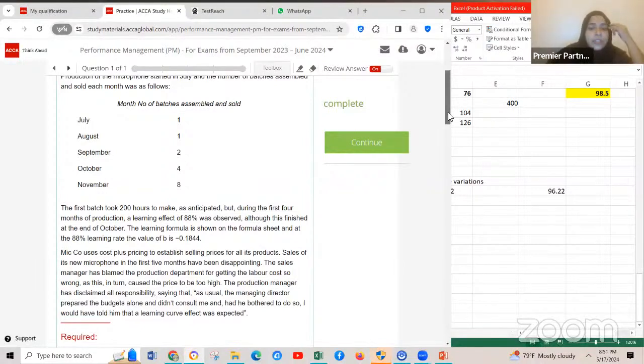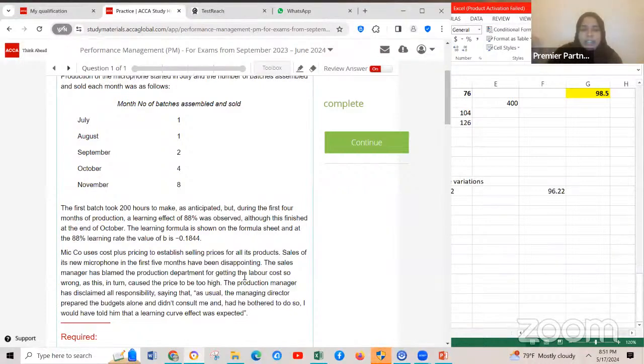As anticipated, but during the first 4 months of production, a learning effect of 88% was observed, although this finished at the end of October. So learning effect is applied whenever the output doubles. The learning formula is shown on the formula sheet, and at 88% learning, the value of B was minus 0.1844. Micro uses cost plus pricing to establish selling price for all its products. Sales of its new microphone in the first 5 months have been disappointing. The sales manager has blamed the production department for getting the labor cost so wrong, as this in turn caused the price to be too high.